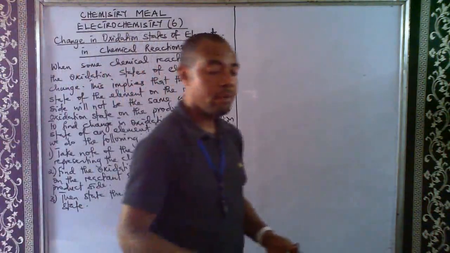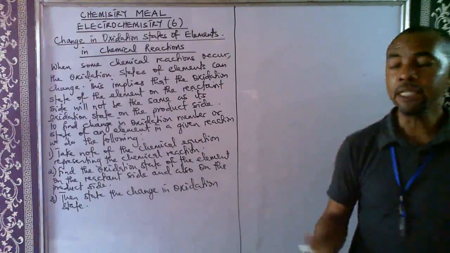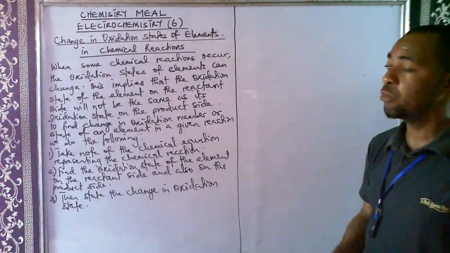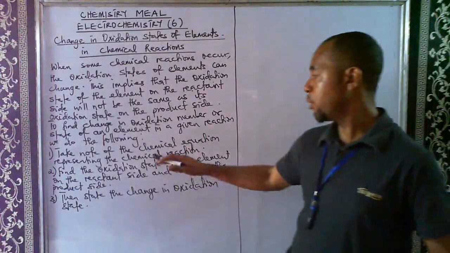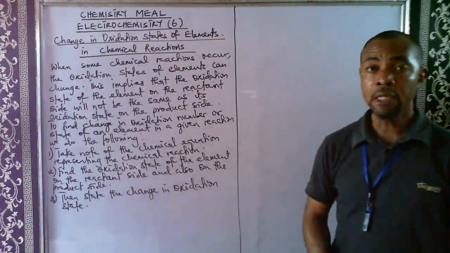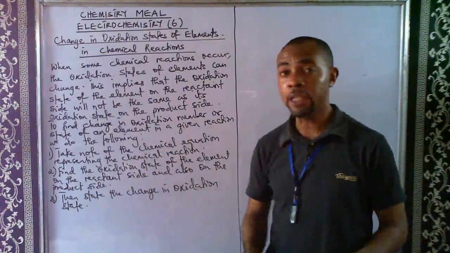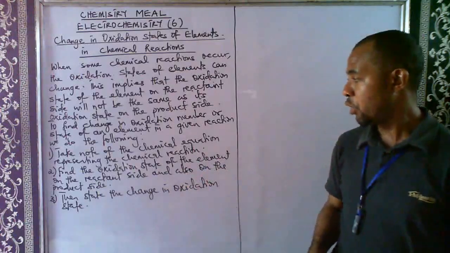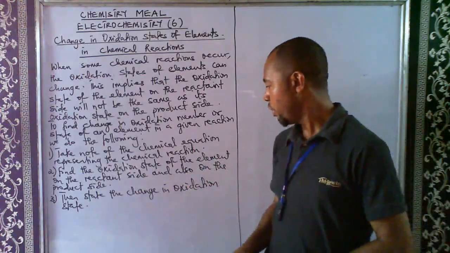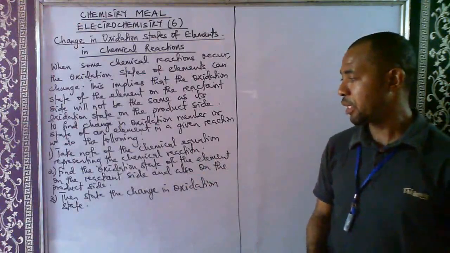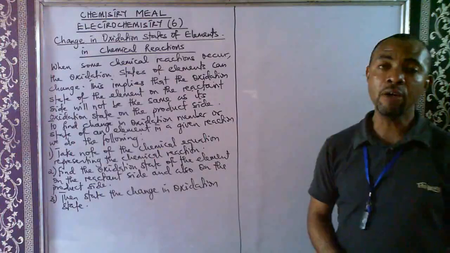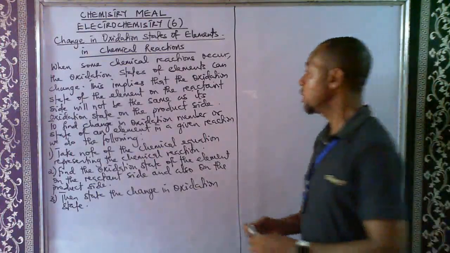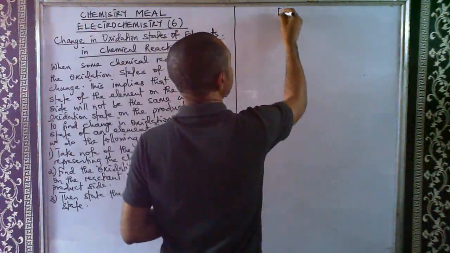So when we want to find the change in oxidation state in a chemical reaction, the first thing we do is to take note of the chemical equation representing the chemical reaction. Then we find the oxidation state of the element on the reactant side, and also on the product side. Then finally, we state the change in oxidation state. So let's quickly take an example to this effect.